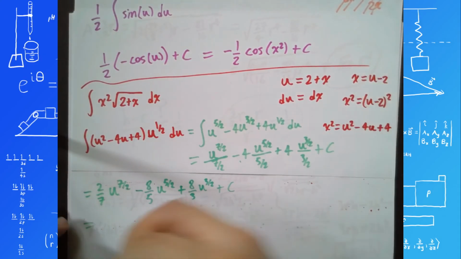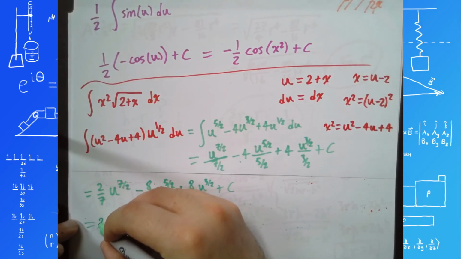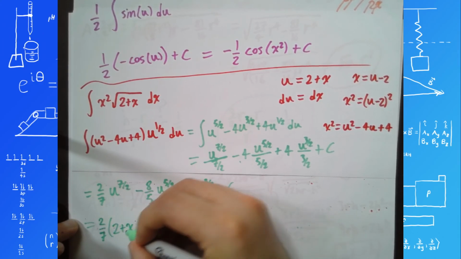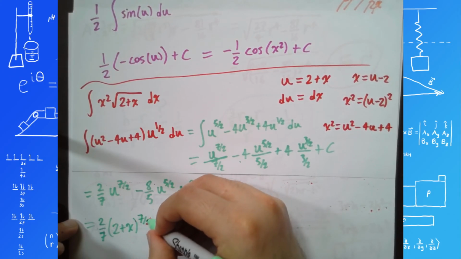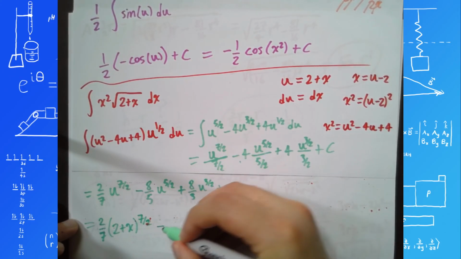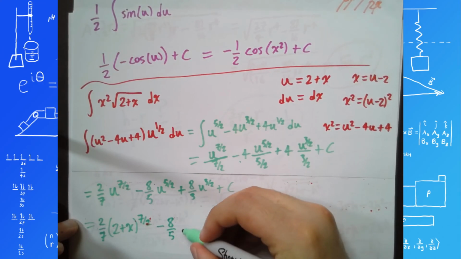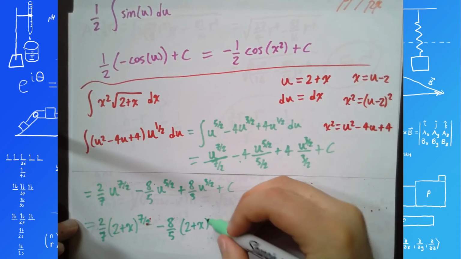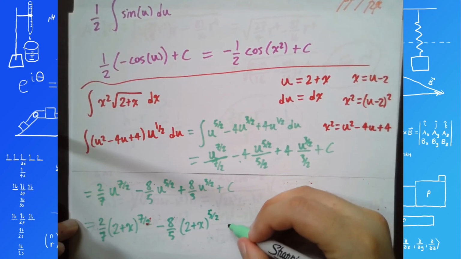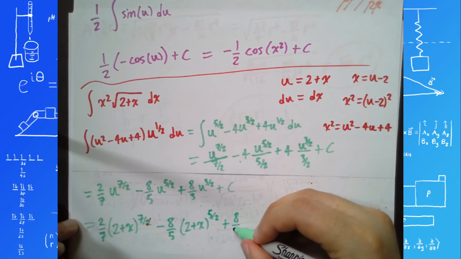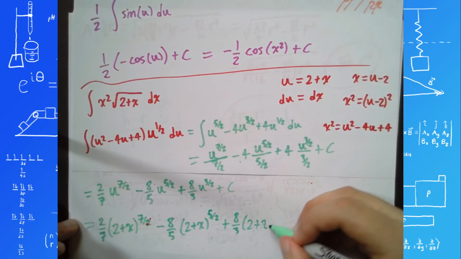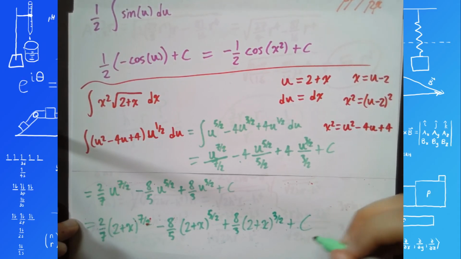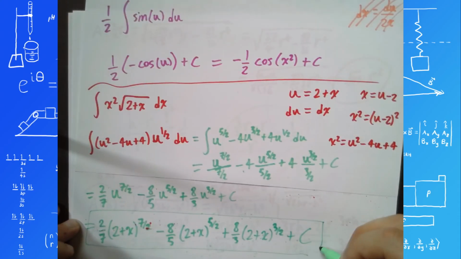u is equal to 2 plus x, so this is going to become 2/7 (2 plus x) to the 7/2 minus 8/5 (2 plus x) to the 5/2 plus 8/3 (2 plus x) to the 3/2 plus c. There we go.